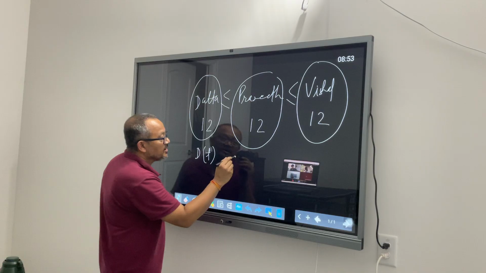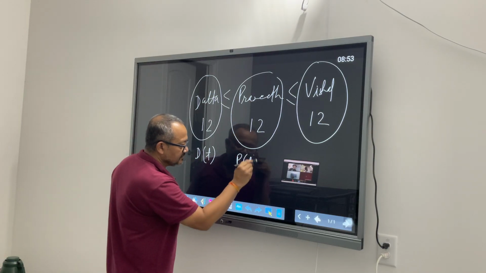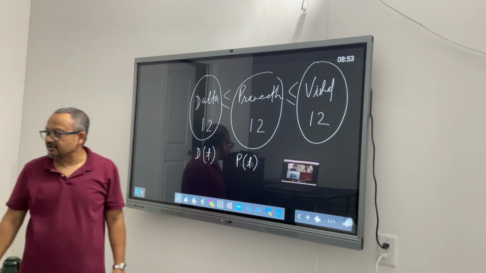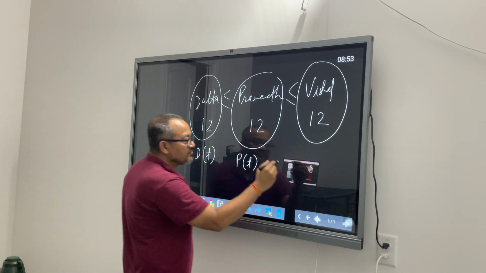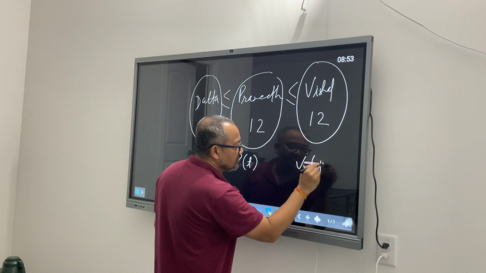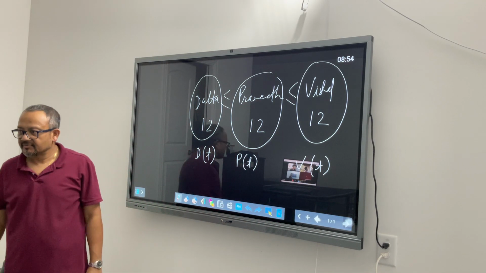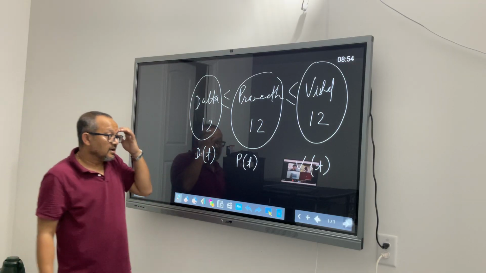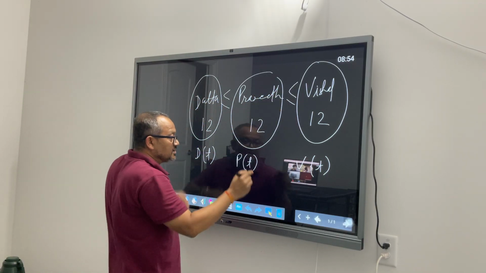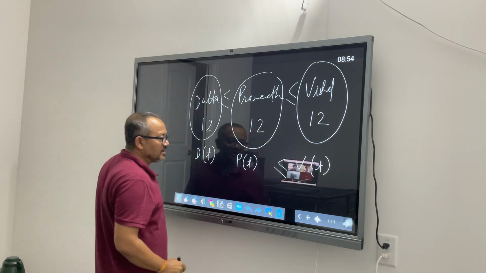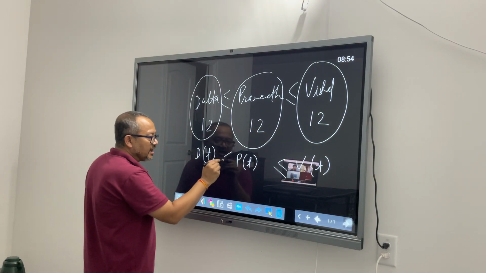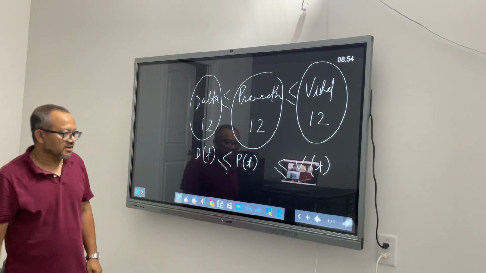This is t of t. This is a function which is against time, and this is V of t, Vishal against diameter. Here, the condition between these functions is that V of t is greater than or equal to P of t, and P of t is greater than or equal to D.